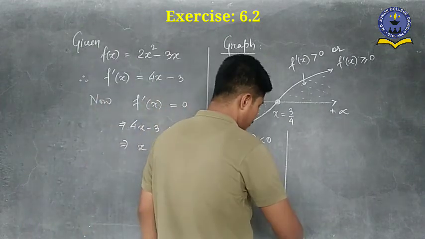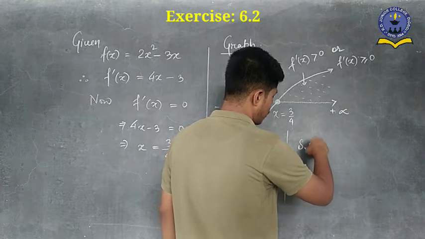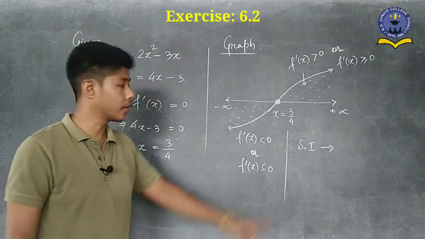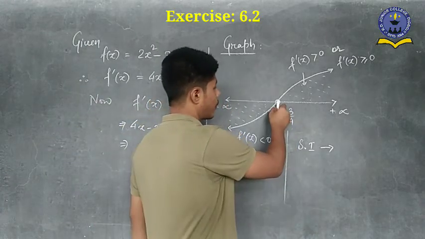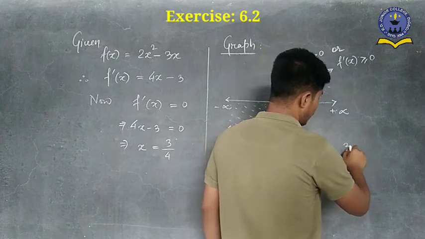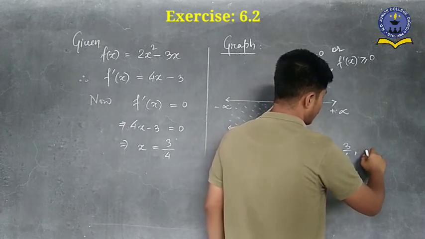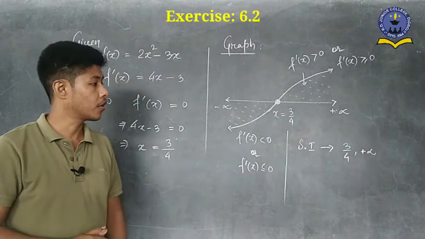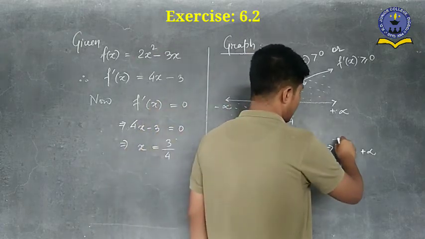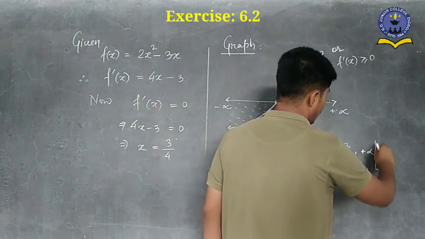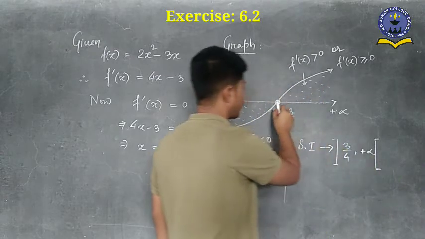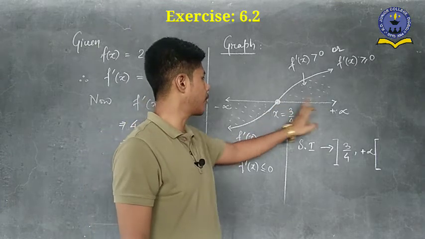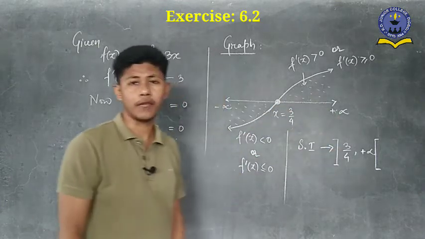So first interval, what you have to write down? I write in short, strictly increasing. Strictly increasing interval, what you have to write? From where to where? 3/4 up to infinity. So we have to write here 3/4 to plus infinity, or simply infinity. And in this case the interval is what? Open, not included, because it is mentioned strictly increasing. Is it clear? Strictly increasing, so from where to where? 3/4 up to infinity. 3/4 is open. Is it clear?